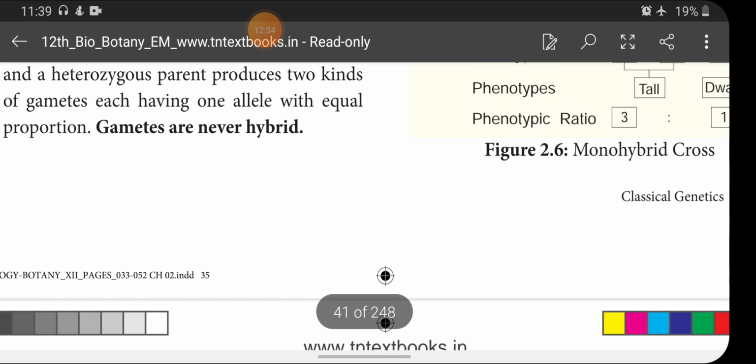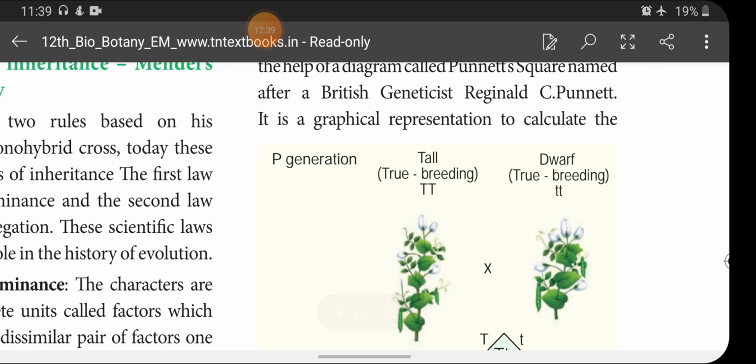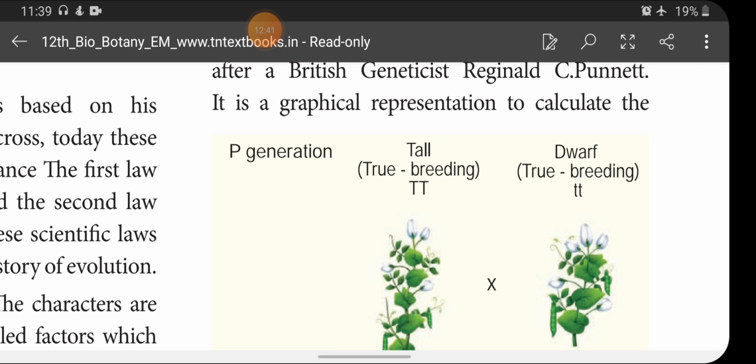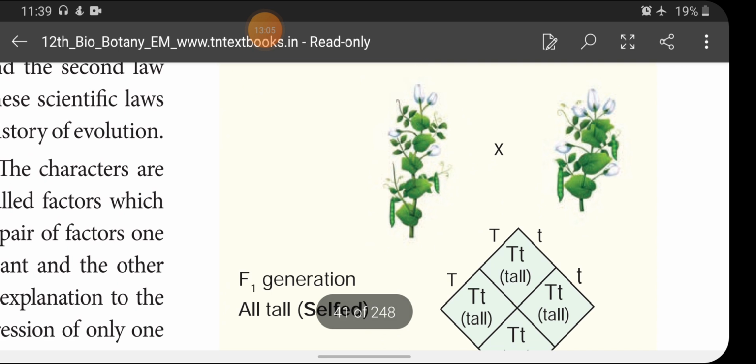Okay, so here in Mendel's monohybrid cross, let's see, children, the P generation, that is the parental generation. The two parents, one is tall, another one is dwarf. Both are true breeding. Why true breeding? Tall consists of only capital T alleles. There is no small t in it. So it is true breeding. Same way, dwarf also consists of only small t. So when we cross these two pure breeding parents, we will get the F1 generation.